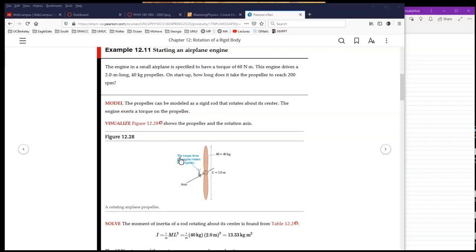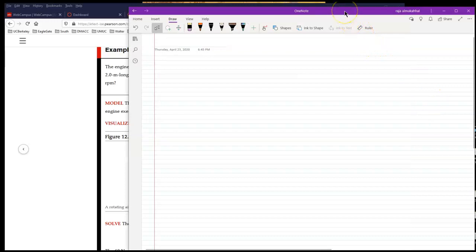And then there are some remaining topics that we're not going to cover. The last one is called precession of the gyroscope, which is not something that I'm going to cover. That's kind of an advanced mechanic, so I'm not going to cover that. Anyway, I will begin with example 12.11. Before I do that, let's just recap what we covered in the first part.